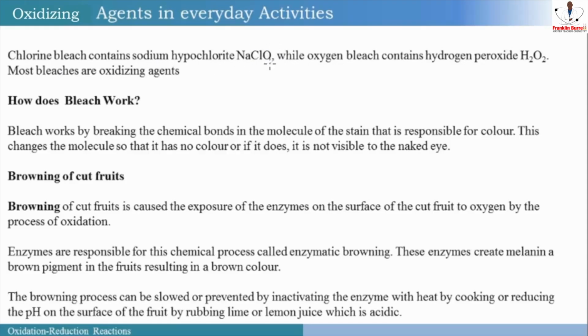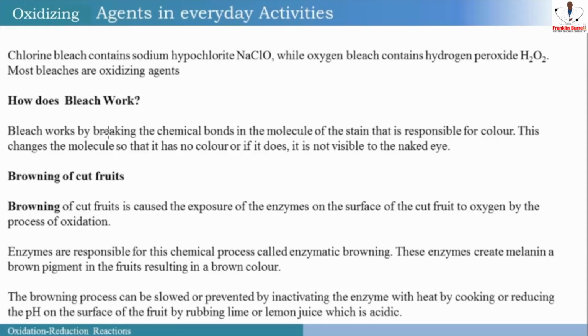Now, this is called chlorine bleach. There is another type of bleach that we call oxygen bleach, and this bleach consists of hydrogen peroxide. Of course, this one produces oxygen that is used to bleach the clothes. So let's talk about how bleach works.